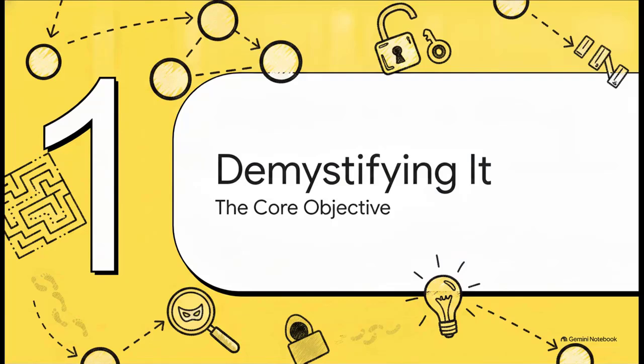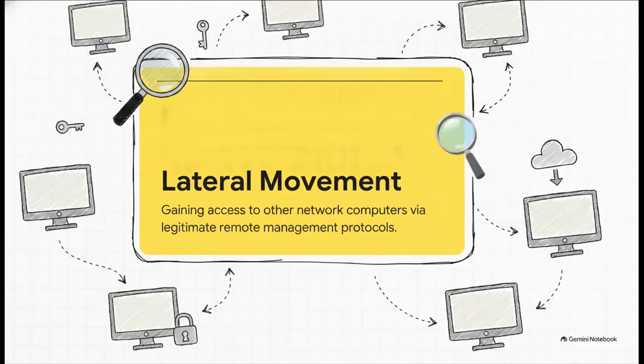All right, Section 1, Demystifying Lateral Movement. Before we get into the tools, let's just quickly set the stage for what this actually means when we're talking about adversary emulation. When we anchor this in frameworks like MITRE ATT&CK, where, by the way, this is classified as Tactic TA0008, the definition is actually surprisingly straightforward. It's just gaining access to other computers on the network. But the crucial part here is how it's done.